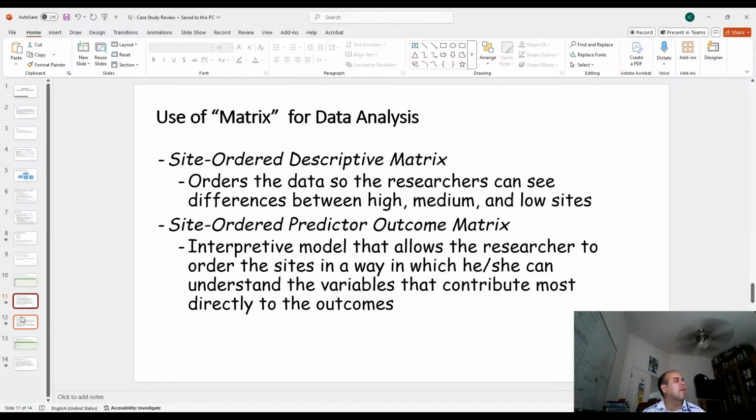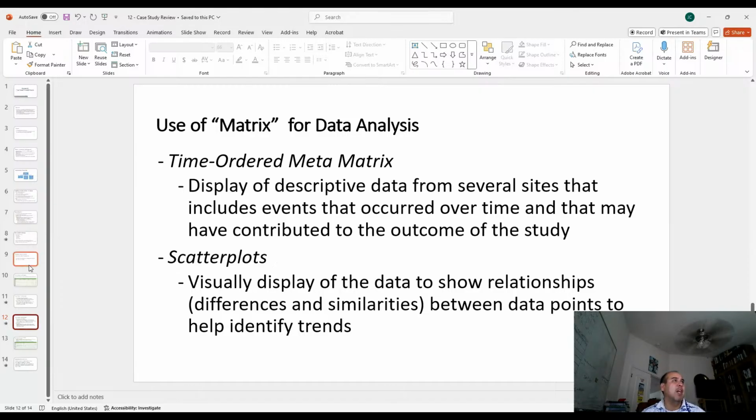variables in the matrix. You have a time-ordered meta matrix that displays the descriptive data from several sites and includes events that occurred over time that may have contributed to the outcome of the study. So time-ordered means that you're not organizing them based on principal. You organize them based on when they happened, right?